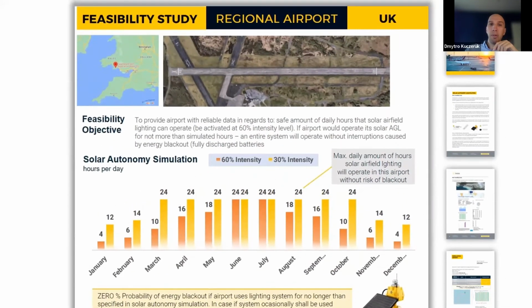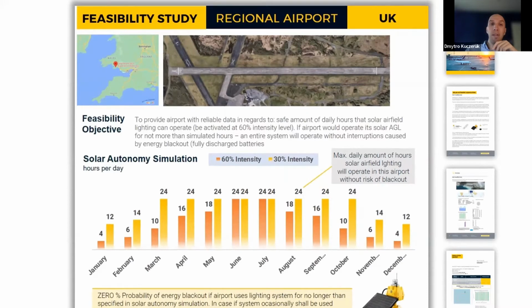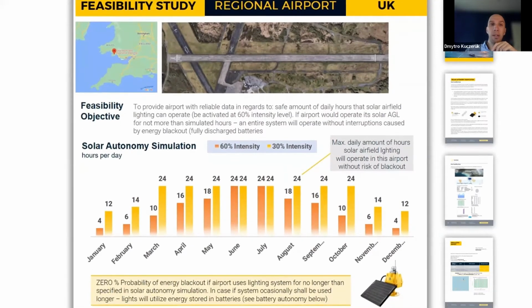This particular example was performed for a regional airport located in the south of the United Kingdom. As you can see, even there, if the airport operates lights at 60% intensity, the amount of energy that we generate allows us to operate lights every day for 4 hours a day. In the same airport, in April, they can operate even 16 hours per day.